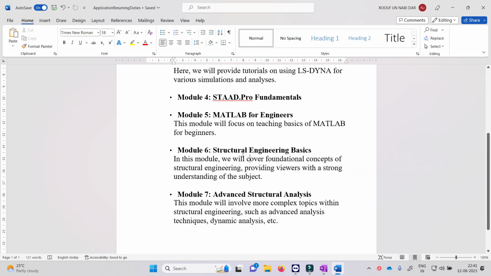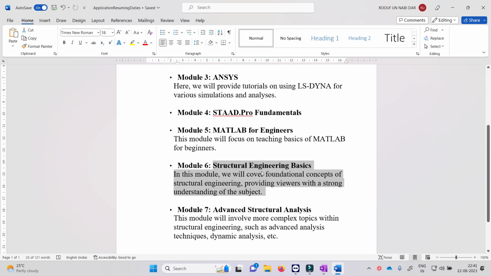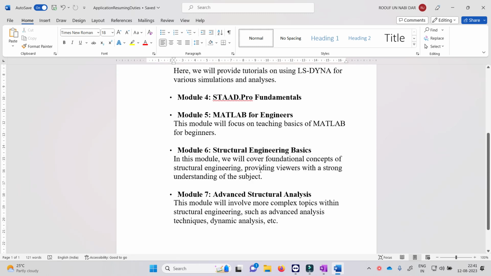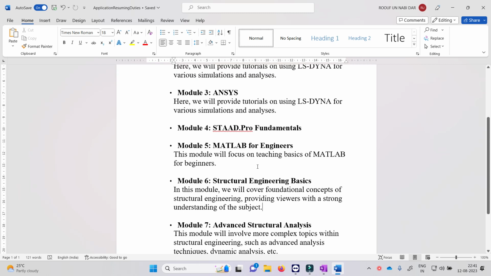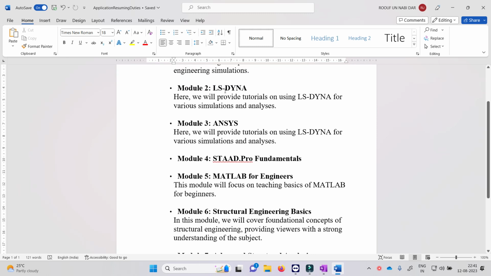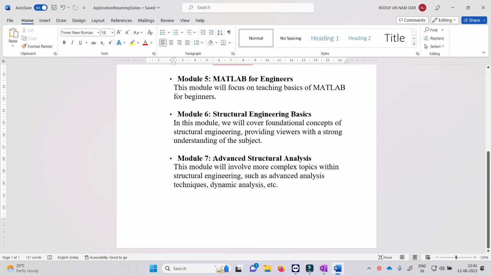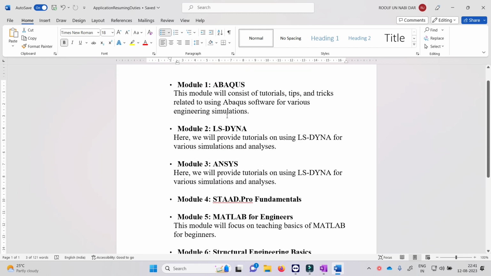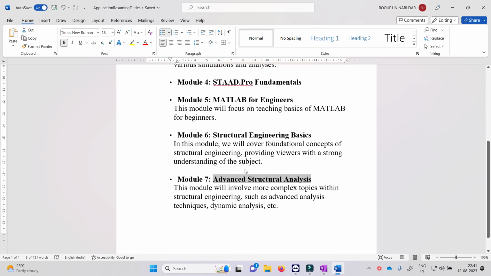Then we will learn structural engineering basics, and then we'll try to model some of the problems that we actually solve in structural engineering. We'll try to solve them using these software. And then advanced structural analysis, wherein some advanced problems, dynamic analysis and all, we'll solve them manually and we'll try to solve them using these software.